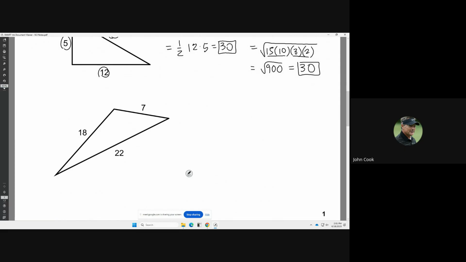This is not a right triangle, so we can't use 1/2 base times height. So we're kind of forced to use the other one, Heron's formula. So let's find the semi-perimeter. That's half of all the sides added up.